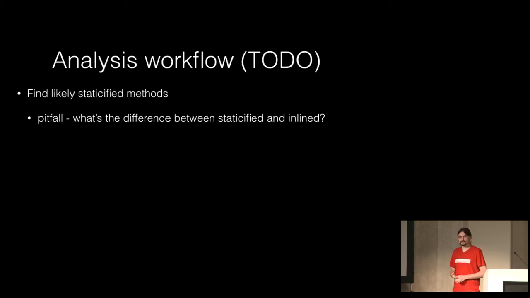We could find likely staticified methods. And we looked at this pattern earlier. It's a function which is an instance method, and all it does is call a static method. We can be fairly certain that this is going to be the staticified version of the same method. We can't be 100% certain about this because it's very difficult to tell the difference between a staticified method and some other code that just happened to be inlined all its way up into there. So we have to take it with a grain of salt. The system has to start suggesting to us at this point that that's what's going on.